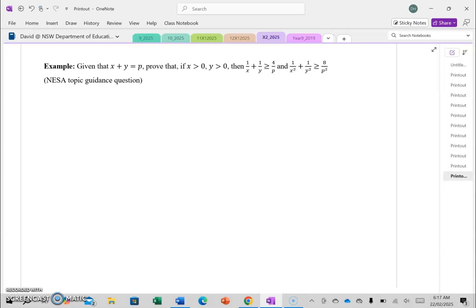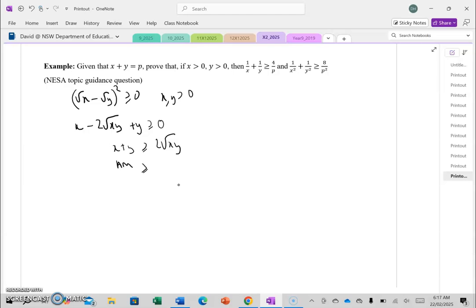So let's quickly derive it. Let's remember how to derive it. You would look at (square root of x minus square root of y) all squared greater than or equal to 0, x and y greater than 0. So x minus 2 square root xy plus y is greater than or equal to 0. So x plus y is greater than or equal to 2 root xy. Okay, so that's your AM greater than or equal to GM proof for 2 numbers.